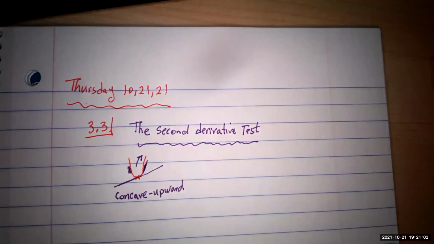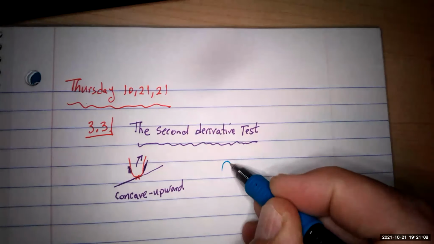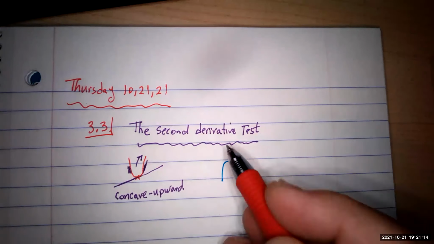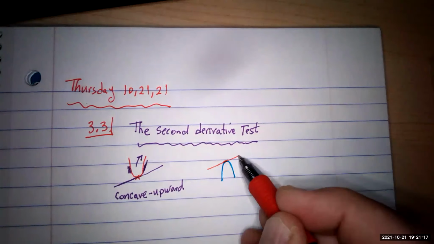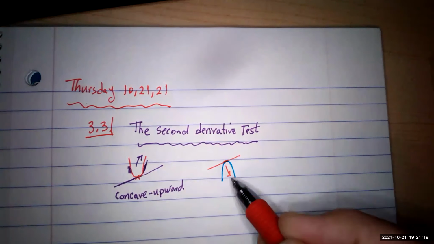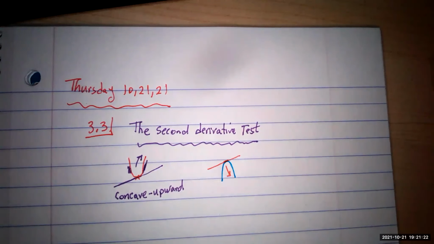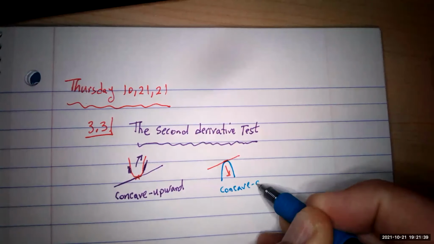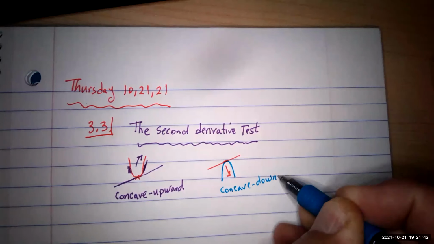If your graph is the other way around, like this one, that we're usually looking at for the maximum, and you consider the tangent line this time, you can see that the graph of the function is always below its tangent line. Since it's below its tangent line, we say this graph is curving downward, or eventually we say that this graph is concave down, or concave downward.